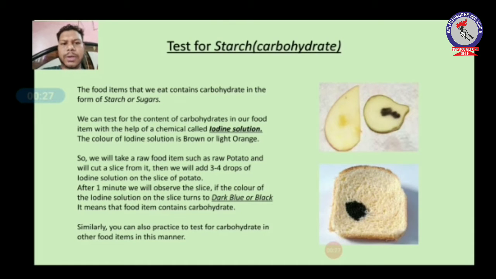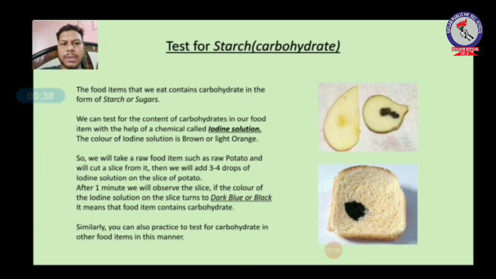First we will take a raw slice of potato. Then we will add 3-4 drops of iodine solution on the slice of potato. After 1 minute we will observe the slice. If the color of the iodine solution changes from orange or brown to dark blue or black, that means the food item contains carbohydrate. Similarly, you can practice the test for carbohydrate on other food items also.